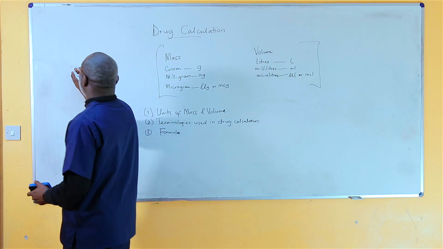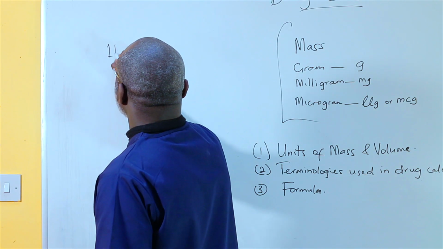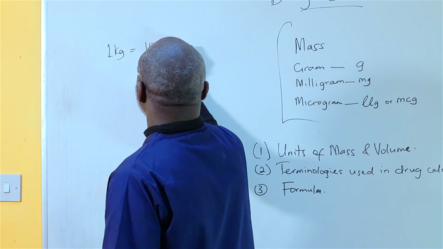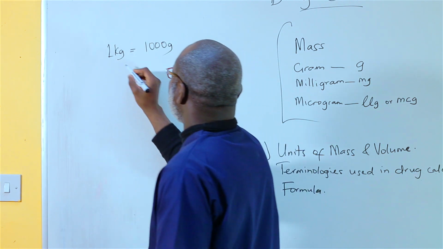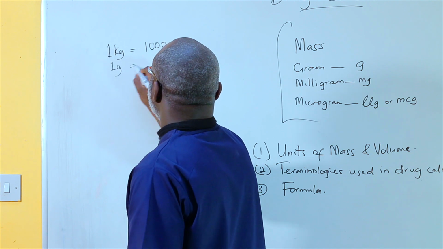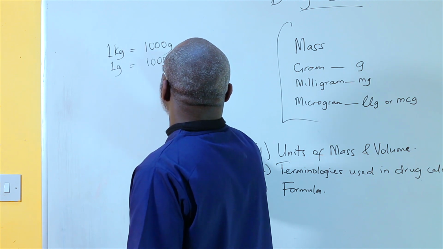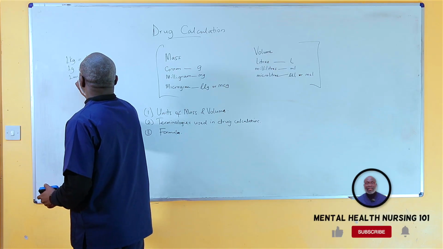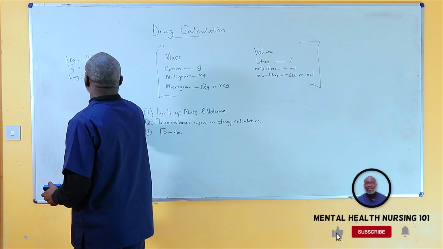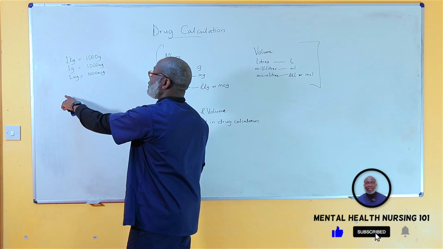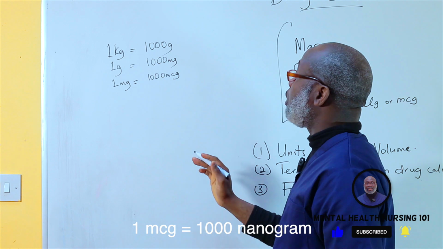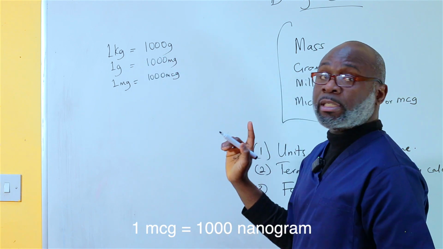Like, we have to know that 1 kilogram equals 1,000 grams. Then 1 gram equals 1,000 milligrams. 1 milligram equals 1,000 micrograms. You can still go on, saying 1 microgram equals 1,000 nanograms, but we don't really need that. With drug calculation, this is enough.